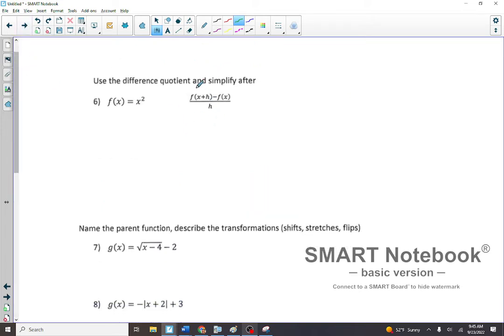All right. Get used to the look of this thing. It's a difference quotient. You're definitely going to have a question like this. When the problem shows up, it will have the formula next to it. So we're going to use this. This means f of x plus h. So I'm plugging x plus h into the x squared. So that's x plus h squared minus f of x, which is just x squared.